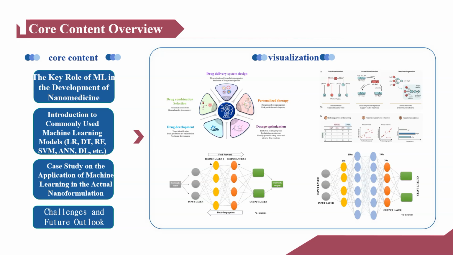Now, let's officially begin the introduction. This article systematically elaborates on the pivotal role of machine learning in nano-drug development, provides an overview of commonly used ML models including logistic regression, decision tree, random forest, gradient boosting, and k-nearest neighbors, presents case studies demonstrating the practical application of ML in nanoformulations, and discusses the challenges and future prospects of this field.